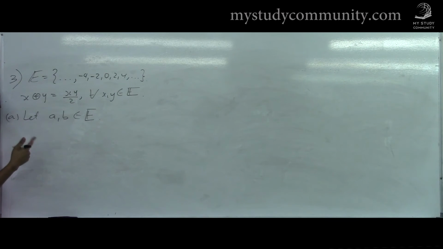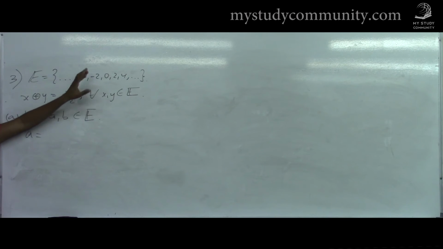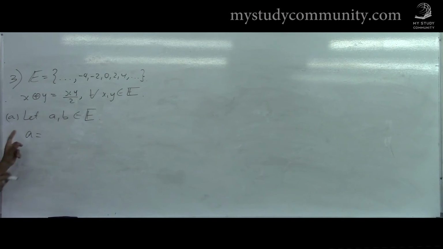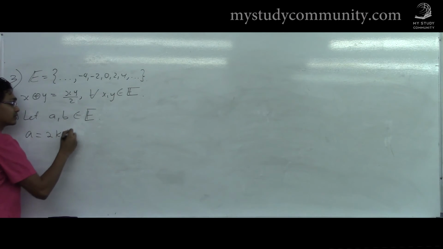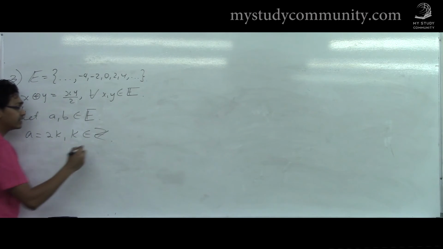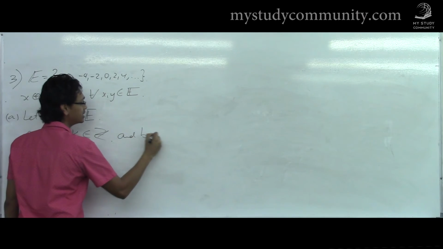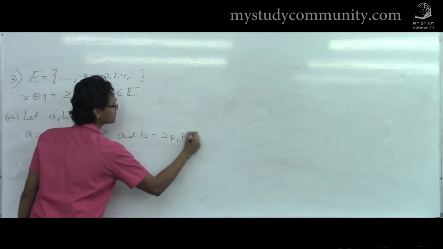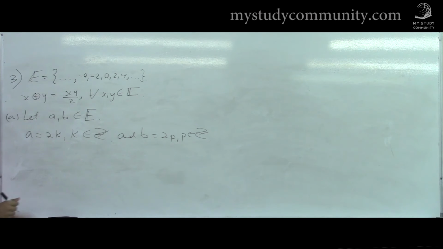Now, if A and B are elements of E, what does that mean for us? That A is even, yes? You understand? Which means A could be written as 2K, where K is in Z. And B is 2P, where P is in Z. So I want to show that A circle plus B is even as well.